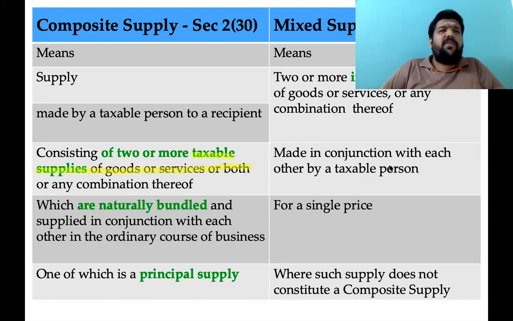Very interesting to note, the cost of the surgery included the cost of a stent, the cost of an equipment. A 2.5 lakh rupees surgery, 40,000 rupees is the cost of the stent. A 5 lakh rupees surgery, 1.5 lakh rupees is the cost of the stent. Composite supply, mixed supply.